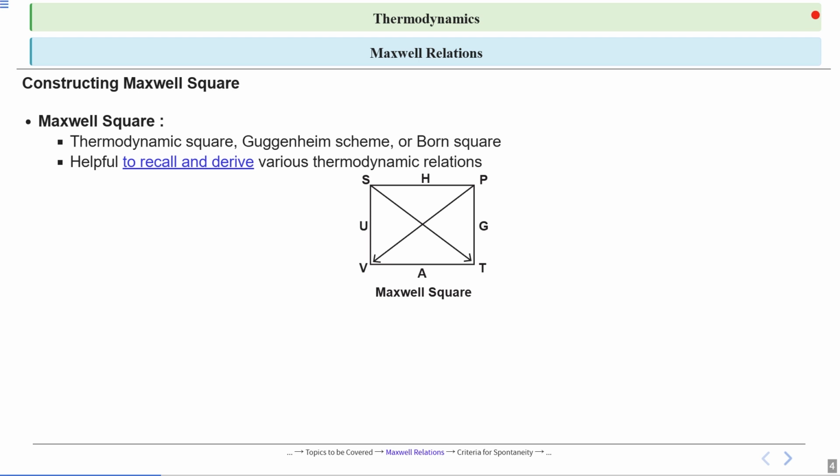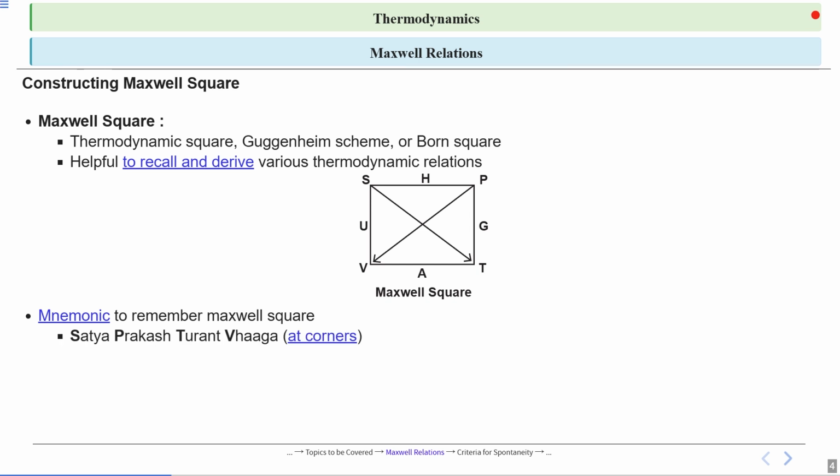You can see that we have certain terms which are given on the corners as well as in the middle, right? So we have S, H, P, G, T, A, V, U. There is a very short trick to learn this. So what is the short trick? The mnemonic that is used for the corner terms is "Satya Prakash Turant Bhaga," like V Bhaga, not B, V Bhaga, right? So you can get the SPTV from here. What are those terms? You know it very well, you studied the whole thermodynamics. It's your entropy, your pressure, your temperature, and your volume.